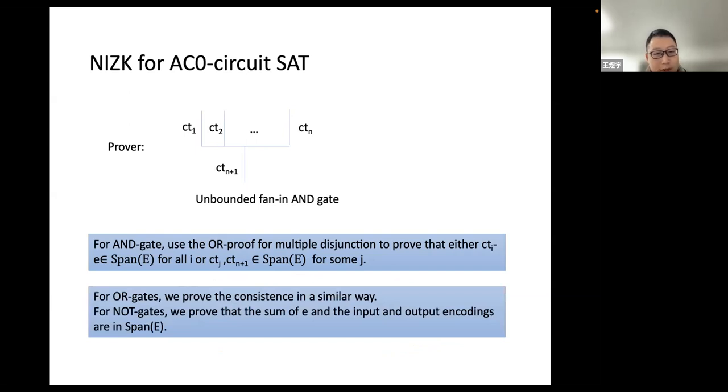And for the OR gates, we can prove the consistency in a similar way. And for the NOT gates, we just prove that the sum of E, the lowercase e, and the input and output encodings of the gate are in the span of E.